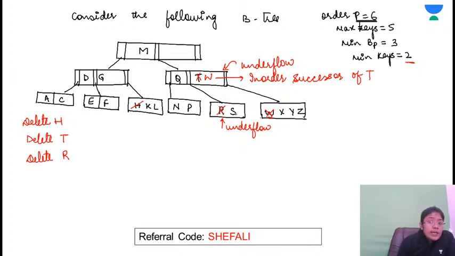The in-order successor will be what? W. What will be the in-order successor of this, kids? It will be W, right? So if I take W here, then in that case, since this is a case of underflow, it will get the value from here. So it got X. Fine. Is it clear till here?